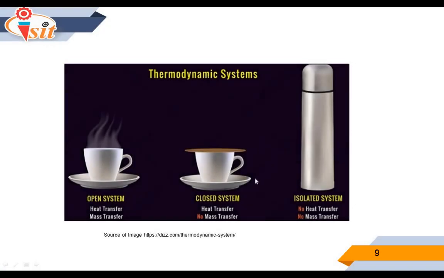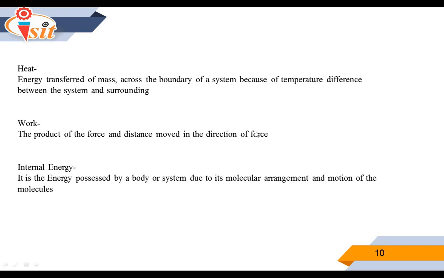Here there is one simple example of a cup of tea, where open system, closed system and isolated system are shown. In the first cup of tea there is no flask, that's why heat and mass are both transferred. In the second figure heat transfer takes place, but no mass transfer. And in the third there is an isolated system, where neither heat nor mass is transferred. Okay. Also, different terms used in thermal engineering are heat, work and internal energy.